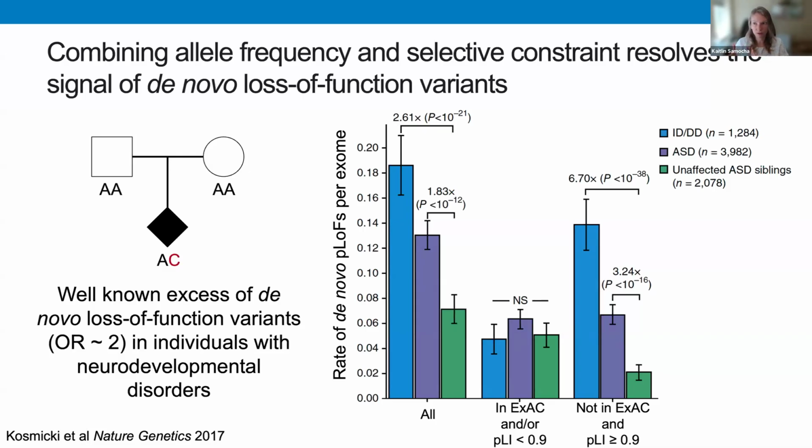So again, we could have used the LOEUF deciles here. We used pLI because this is a slightly older paper, but this is one way that allele frequency in these population databases, as well as constraint, can really help prioritize and resolve some of the signal.